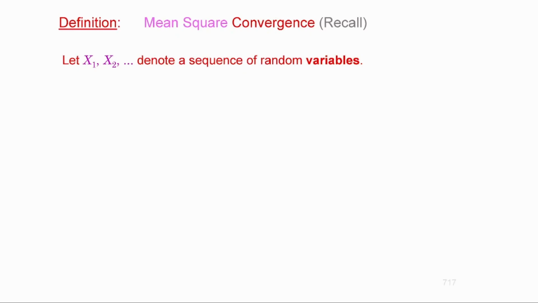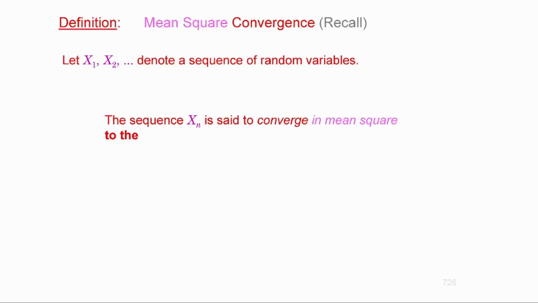And what is mean square convergence? I will also look into the implications of that. We say that the sequence is set to converge in mean square to another random variable, which is called the limit. So the dark blue one is the limit, and the purple ones are the members of the sequence.